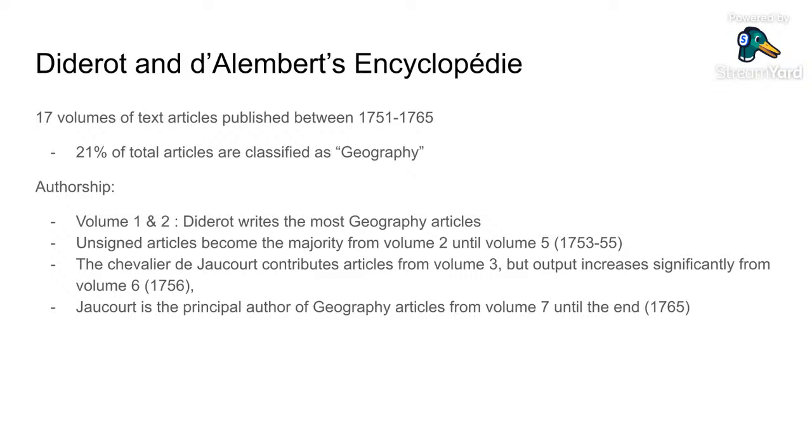Who was writing these articles? In the first couple of volumes, Diderot, the main editor, wrote a great deal of them. Many of the articles are actually unsigned in that we don't know who the author was. But once we get to about a third of the way through the production, it's clear that one of the major contributors to the Encyclopédie, the Chevalier de Jaucourt, becomes the main author of most geography articles. And that remains true until the end of publication.